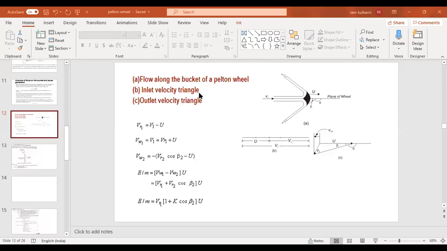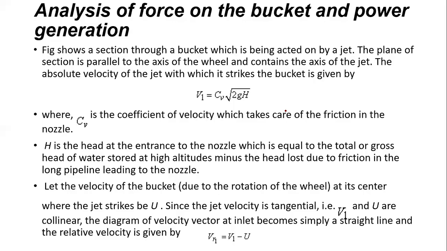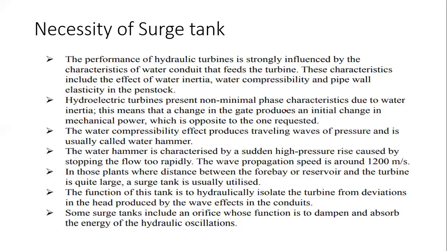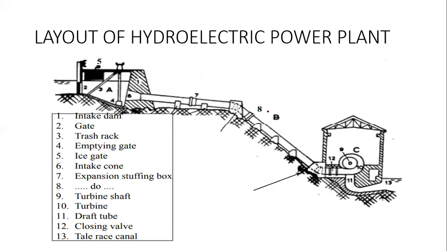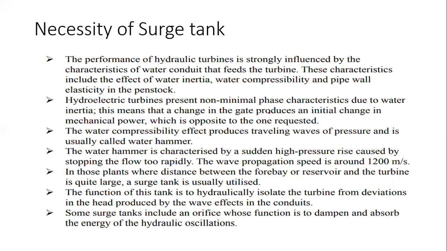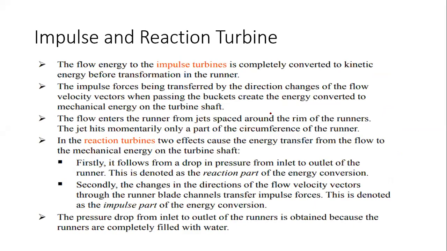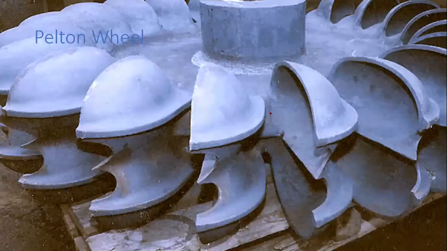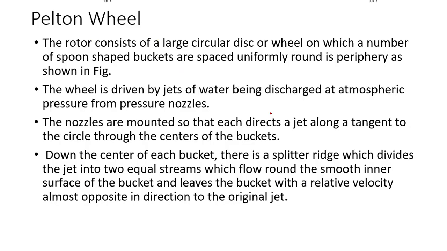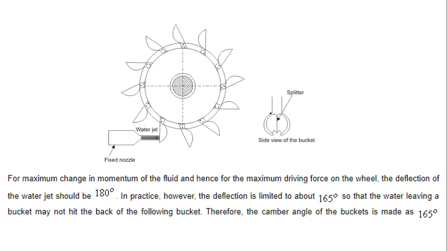What is the Pelton wheel? We have seen the schematic representation of a hydroelectric power plant. These things I'll just have a look at. The layout of the hydroelectric power plant, necessity of the surge tank, classification of hydraulic turbines, impulse, the difference between impulse and reaction turbine, the Pelton wheel, how the Pelton wheel works, what the buckets are, why it is called a tangential flow turbine. All these things we have seen in the last class.